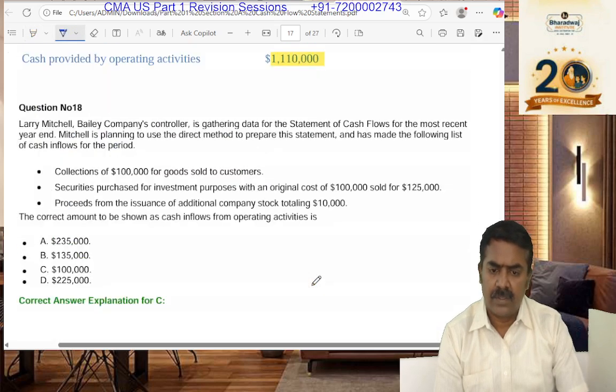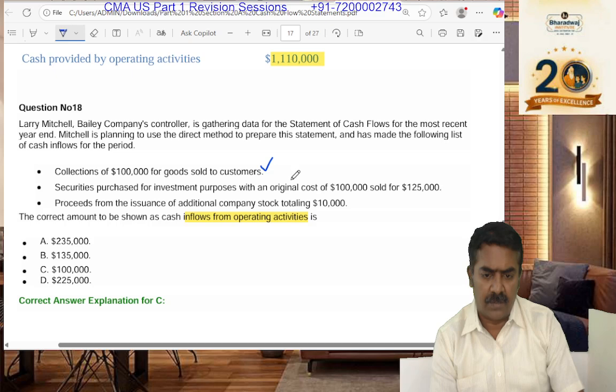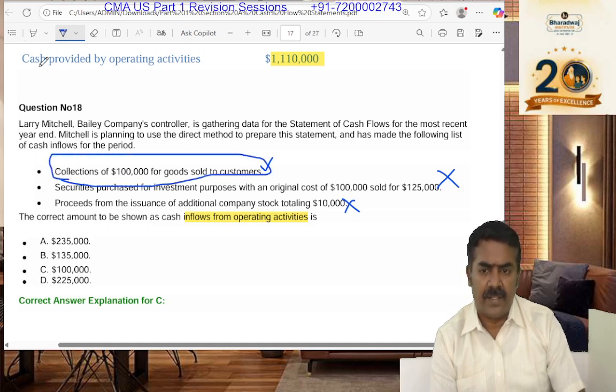The next part. Operating activity. Collection of goods sold to the customer will come. Security purchased for investment purpose, original cost, that will not come. Issue of company stocks totaling 10,000. We are working under direct method. Okay. This will not also come. Only the collection of goods sold to the customer will be which activity? Operating activity.